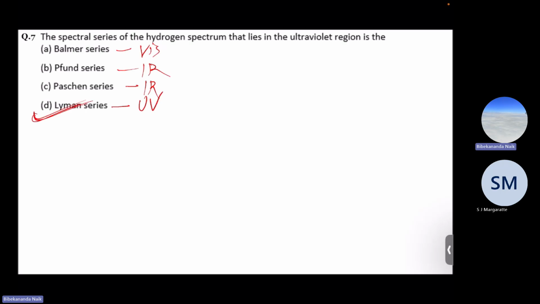Again, because the energy involved is higher, since it involves the n equal to 1 level going to other higher levels. So the energy difference is more for n equal to 1 to n equal to 2. And if you go to higher levels, the energy difference will be even more, like from n equal to 3 to n equal to 1, the energy of the radiation will be even more than n equal to 2 to n equal to 1. So the Lyman series corresponds to the ultraviolet region.